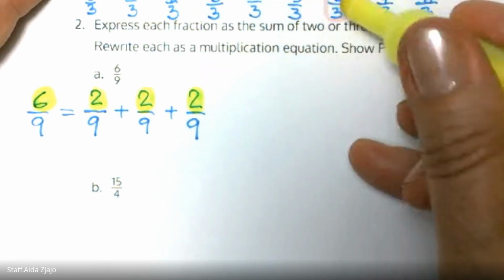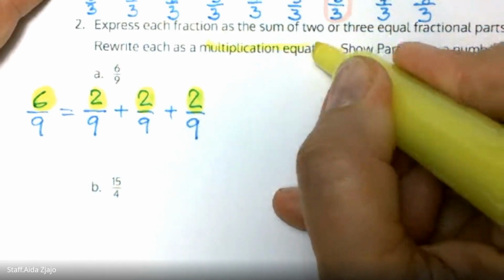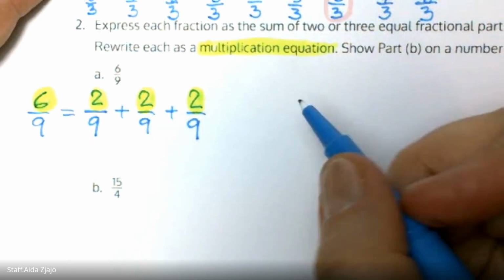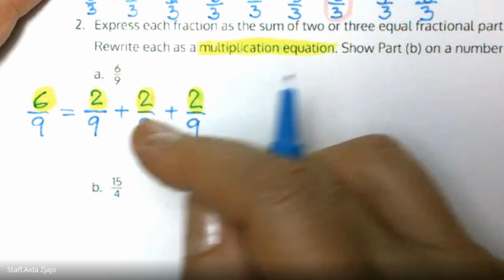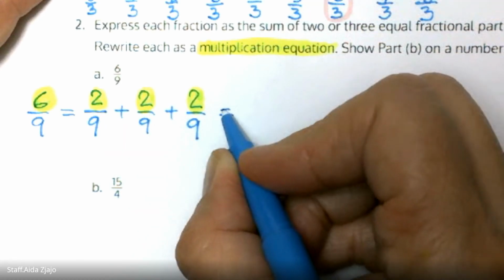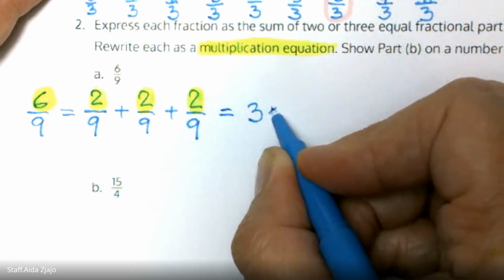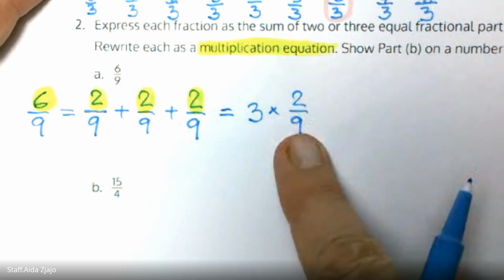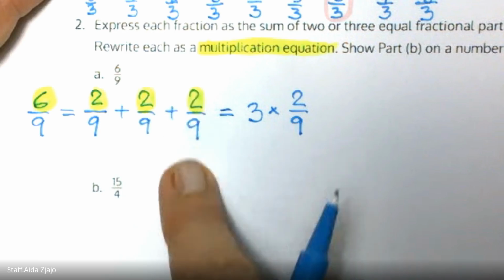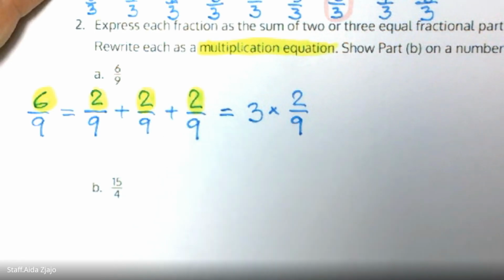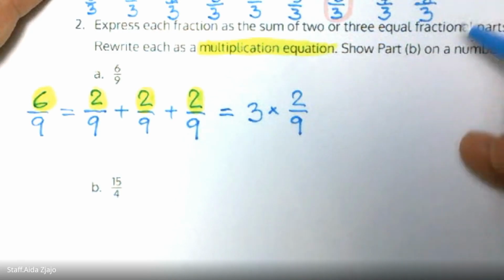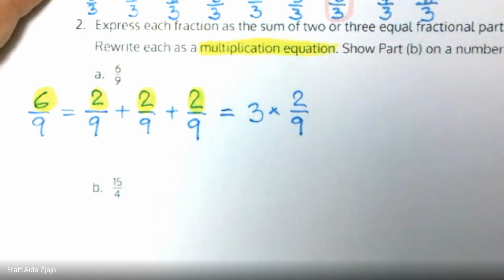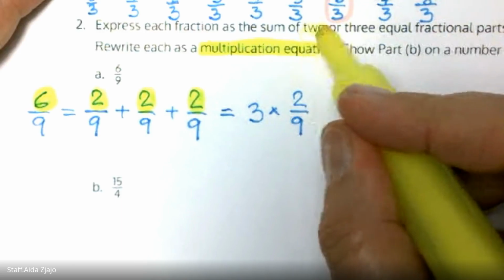Okay, we can rewrite each as a multiplication equation. We can say that this is three groups of 2/9. 3 groups of 2/9. 1 group, 2 groups, 3 groups. We can see this as, let's see, 2 or 3. So we can do 2 as well.